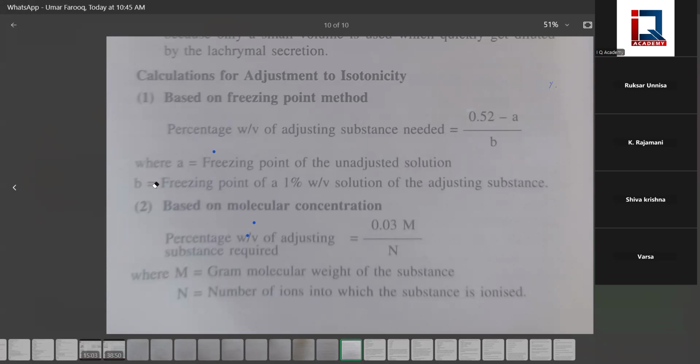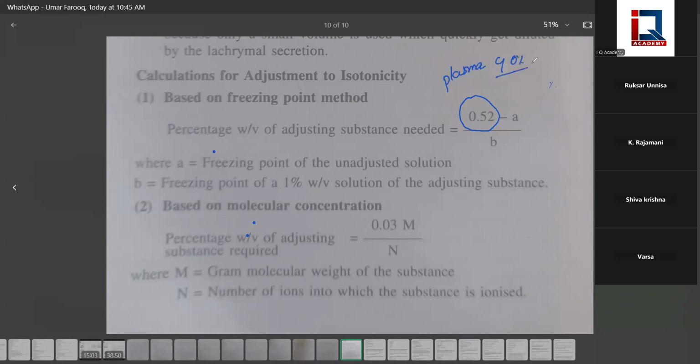So remember, what is 0.52? Any guesses? What is 0.52? This is the freezing point of blood plasma. So hope you know the plasma contains almost 90% of water.